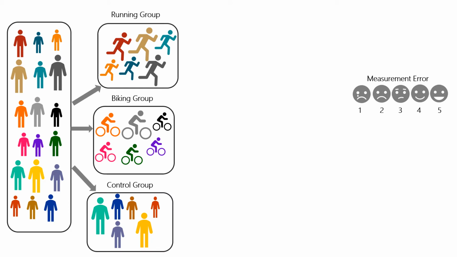So let's imagine that I randomly assign people into 3 different conditions. I have a running group, a biking group, and a control group. Right? So I have different people in each of these groups, and so they bring individual differences to those conditions.